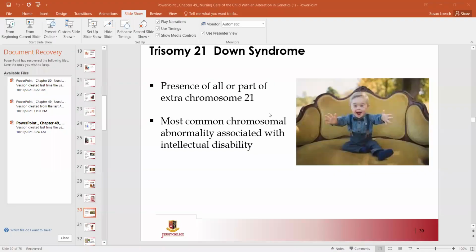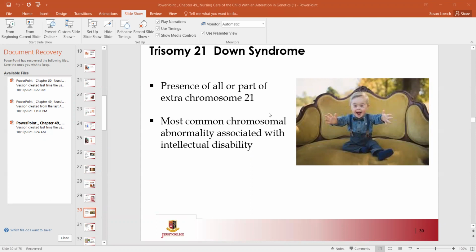Okay, trisomy 21, Down syndrome. This is caused by the presence of all or part of an extra 21 chromosome. It's the most common chromosome abnormality associated with intellectual disability. At conception, a lot of the trisomy conceptions result in spontaneous abortion.